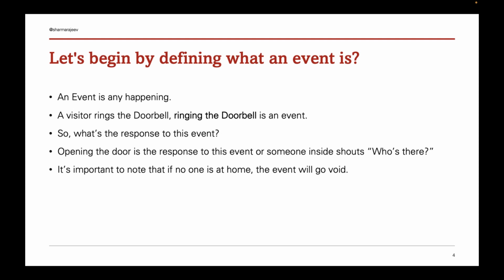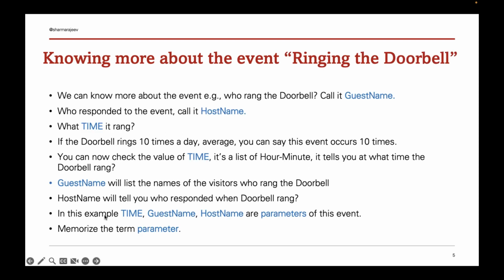So there is an event and there is a response. Now we want to know more about this event. We can know more about any event by looking at the data associated with it. In our example, ringing the doorbell, what kind of data is associated with it? Who rang the doorbell, who opened the door or responded, and at what time the doorbell rang? This is the data associated with this event called ringing the doorbell.